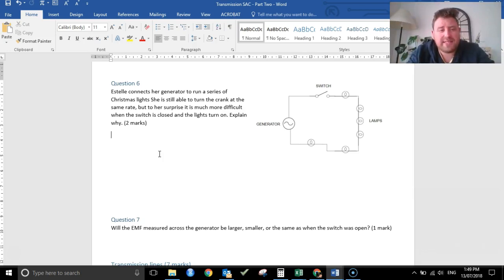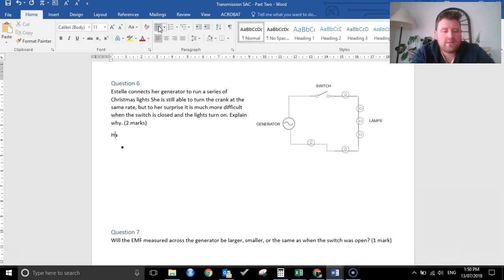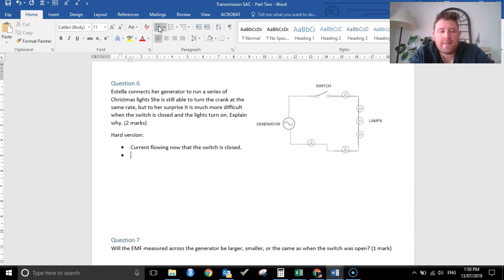The hard version of this is to say, and I'm going to structure my answer with dot points, because I think you should. And remember that we're going to start with what's happening, and we're going to end up with the thing we're trying to explain. Okay? The hard version of this is we've got a current flowing, right? Now that the switch is closed. Before the switch was closed, we didn't have a current flowing. Now we do.